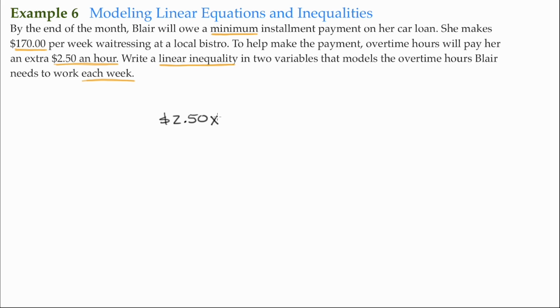And we're just going to make the hours X. So if she works 2 hours, 4 hours, 5 hours, this amount's going to go up. Since it's for each week, we already know that she makes $170 per week. We're going to add on the $170.